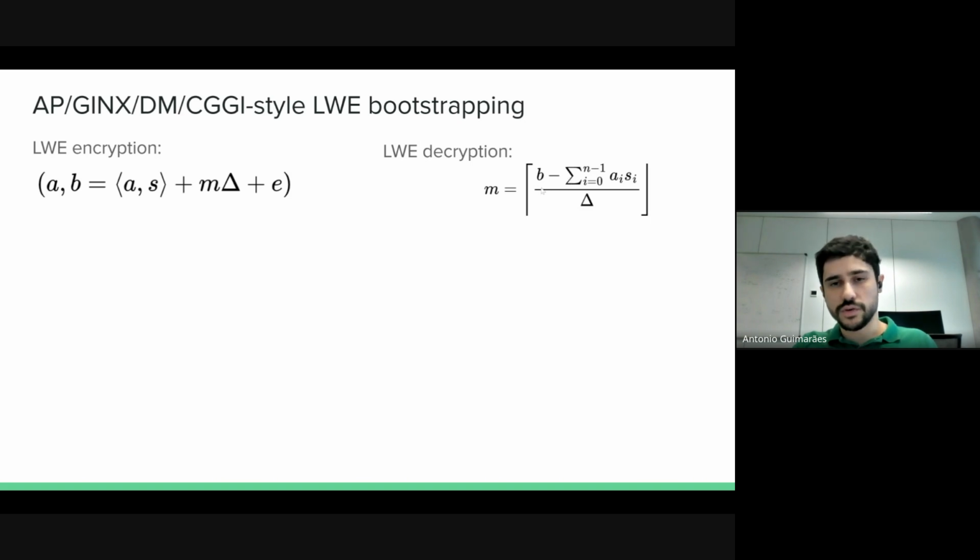By the way, just a question. Do you see my mouse? My pointer?